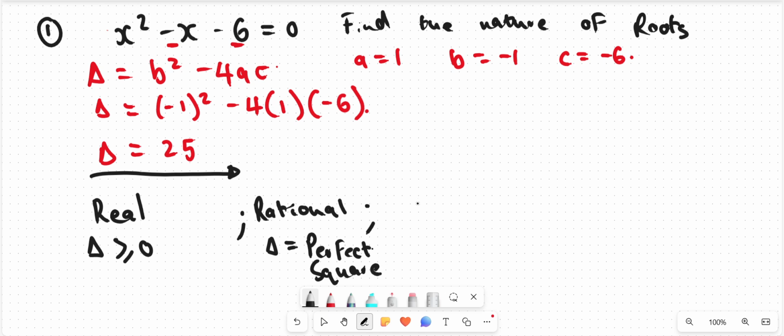And how do I know if it's equal or non-equal? Well, this will be non-equal, because the only one that is equal is the one where the discriminant is equal to 0. But if it's not equal to 0, then the fact that it's not equal to 0 tells me that this is non-equal roots. So there we go. We spoke about them being real, we spoke about them being rational, and we spoke about them being non-equal. Let's look at example 2.